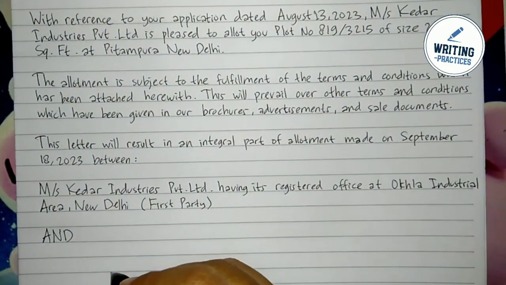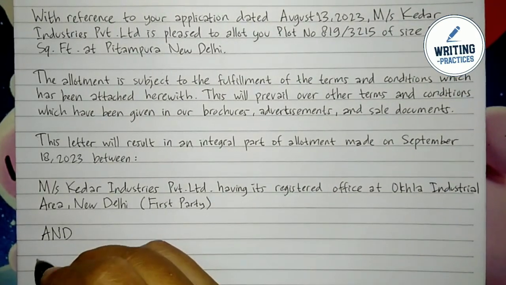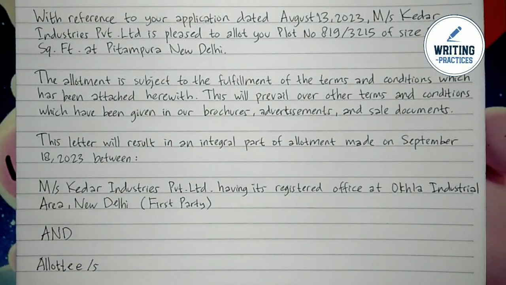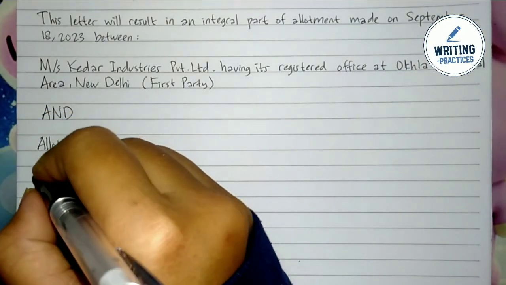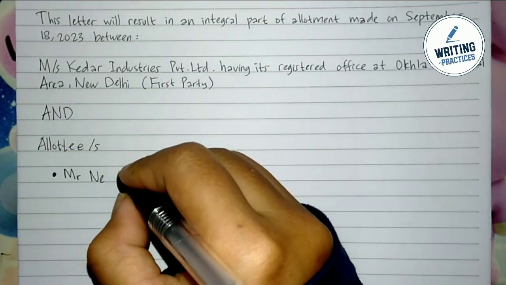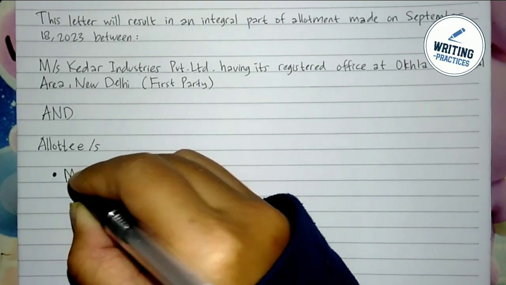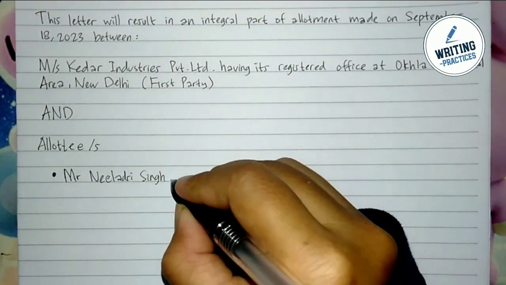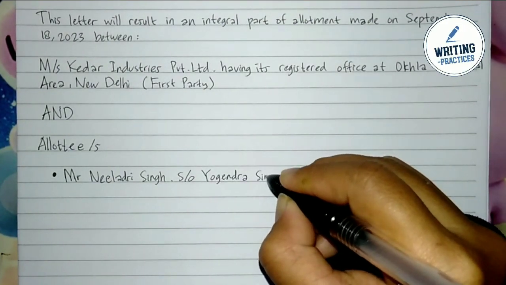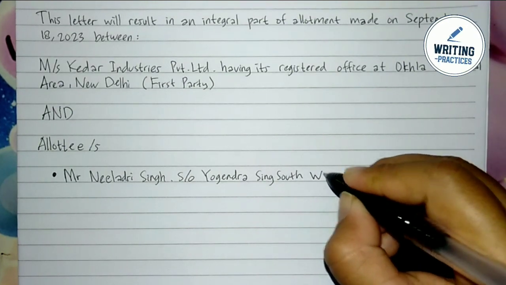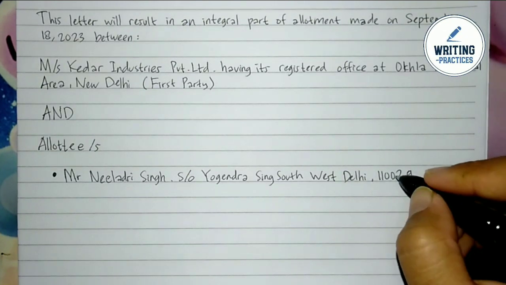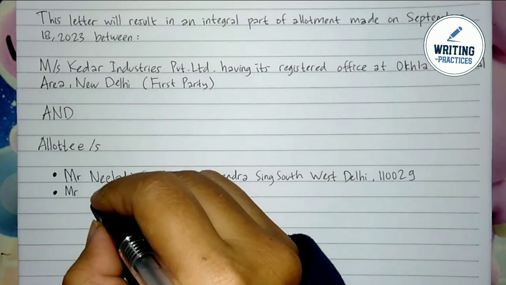And this time, you have to write the allottees. The allottee here is the one who receives this letter. So, write the name, and write the home address including the city, state, and zip code. If there is more than one allottee, mention them with the same details format.